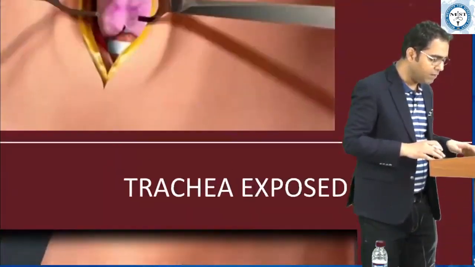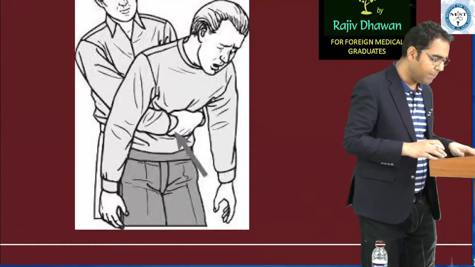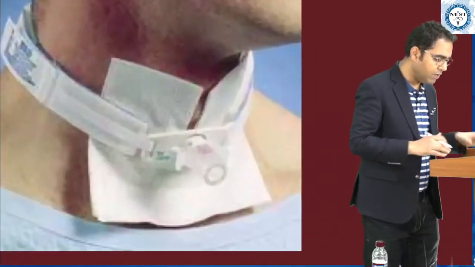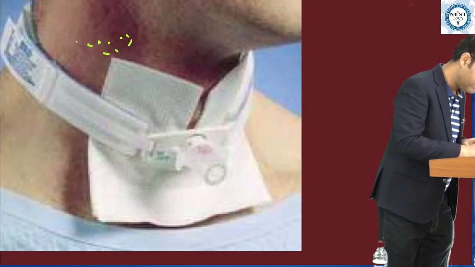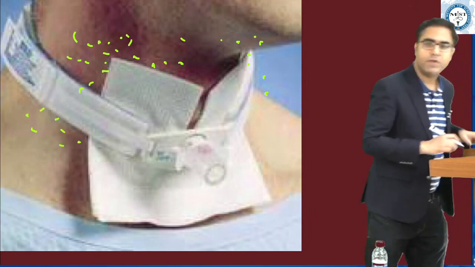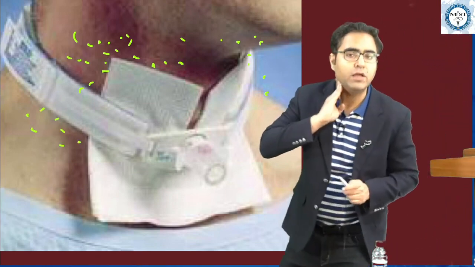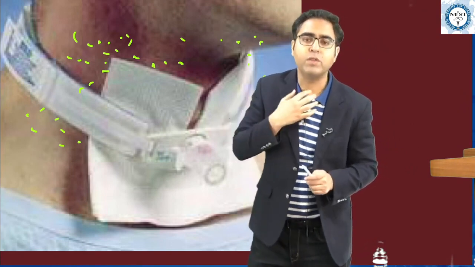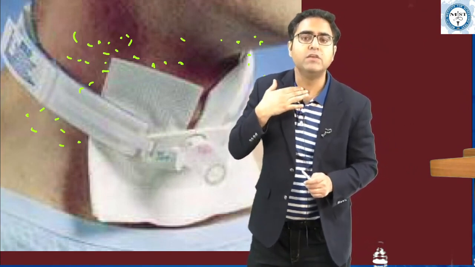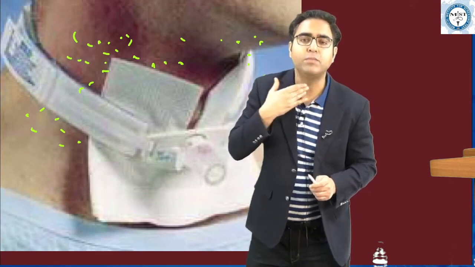From that hole of the trachea, what will happen? Some air will leak and that air will collect below the skin, beta. When you touch this skin of the neck, this green is the air. When you touch the skin of this neck, you will feel air crackles over there, beta. Because from the hole of the trachea, some air leaked.